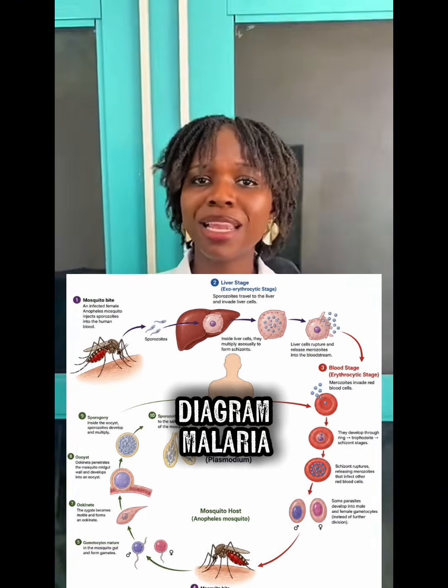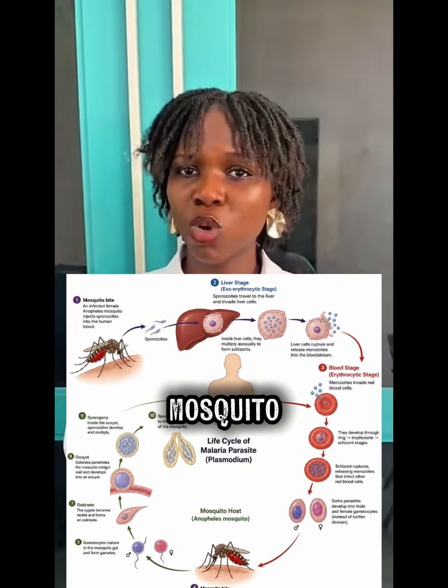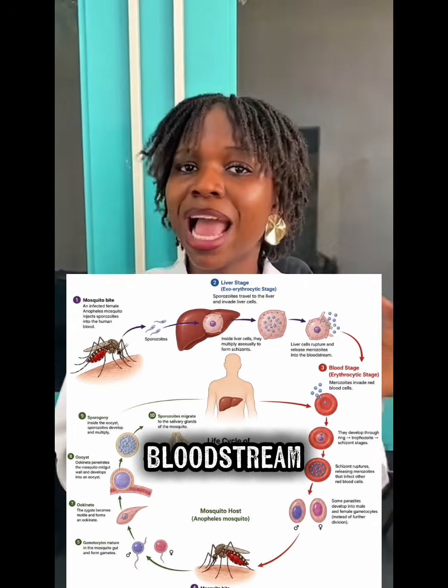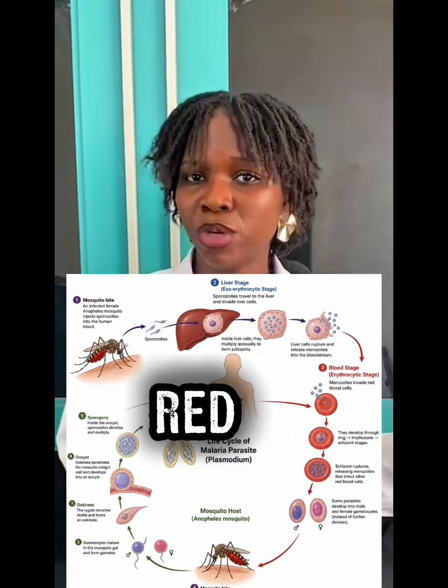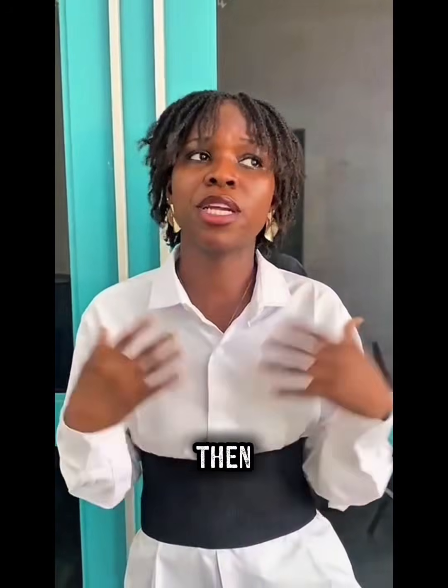From the diagram, malaria follows a cycle where the mosquito injects parasites into the bloodstream, and this then travels into the liver and multiplies silently. This then enters the red blood cell, then destroys the red blood cell, thereby causing symptoms like fever and chills.